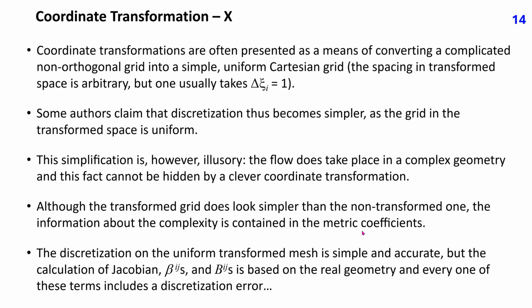Although the transformed grid looks simpler than the non-transformed one, the information about the complexity is contained in the matrix coefficients. The discretization on the uniform transformed mesh is simple and accurate, but the calculation of the Jacobian, betas and b's is based on the real geometry, and every one of these terms includes a discretization error.